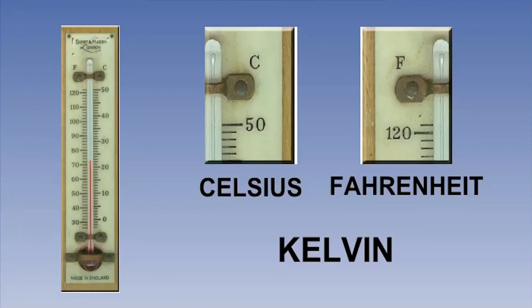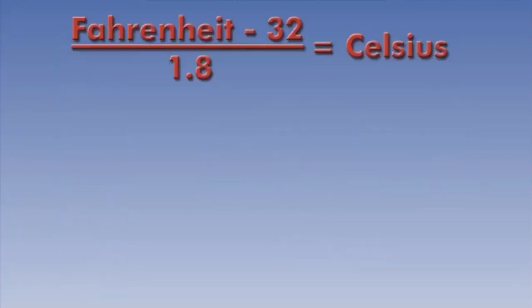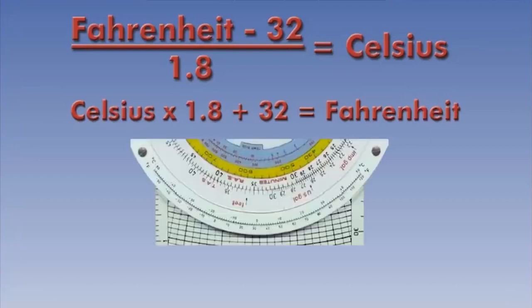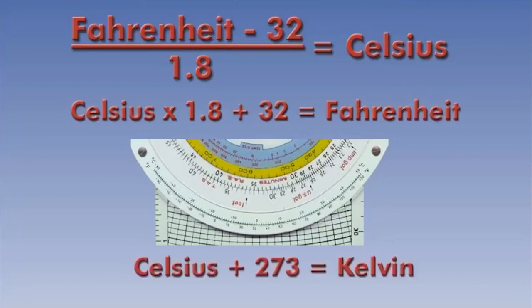You may be required to convert from one temperature scale to another. To convert Fahrenheit into Celsius, simply minus 32 from the Fahrenheit value and then divide it by 1.8. To convert Celsius to Fahrenheit, simply multiply the Celsius value by 1.8 and add 32. Alternatively, there is a conversion scale for Fahrenheit and Celsius on your flight navigation computer. To convert Celsius into Kelvin, simply add 273.